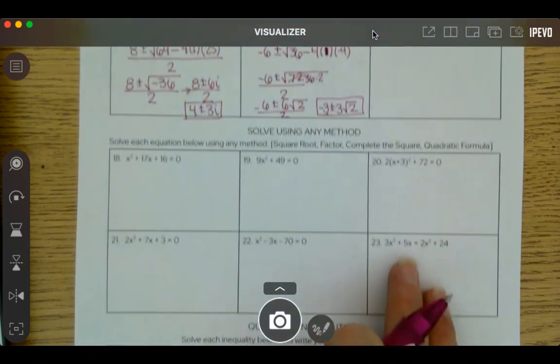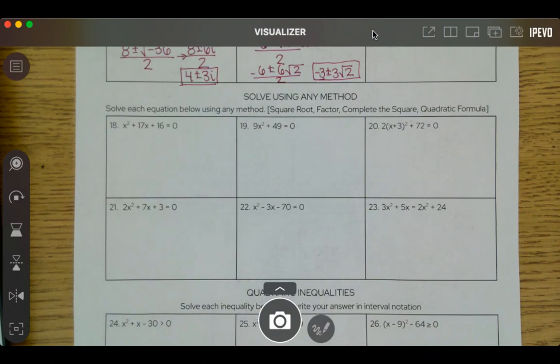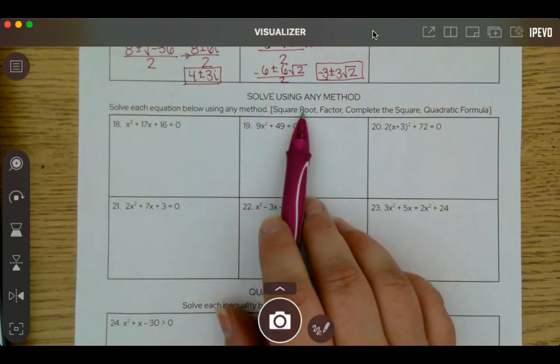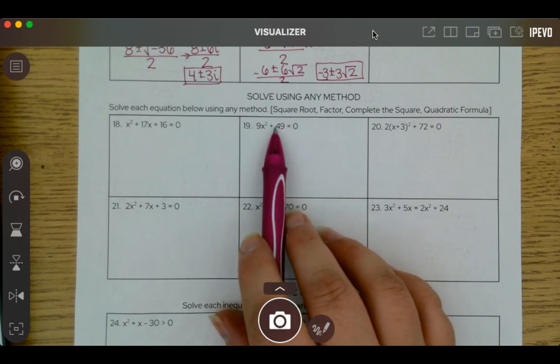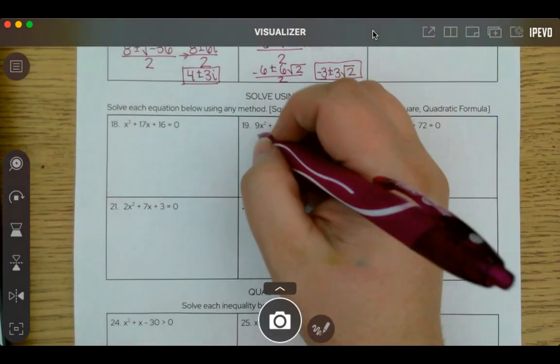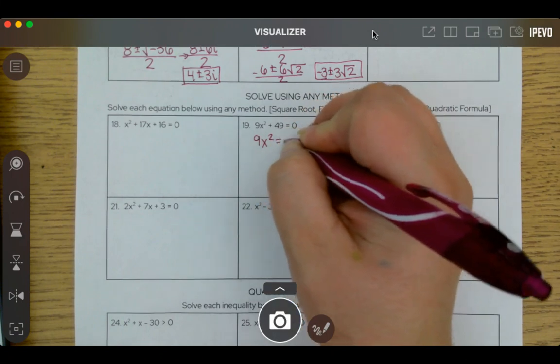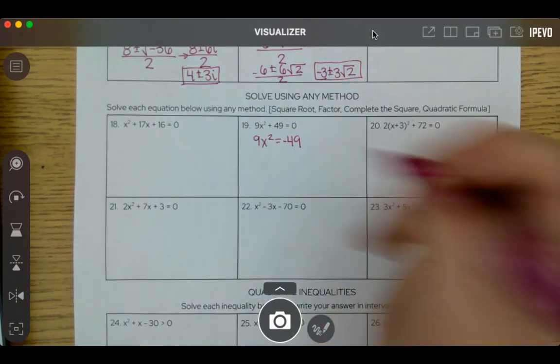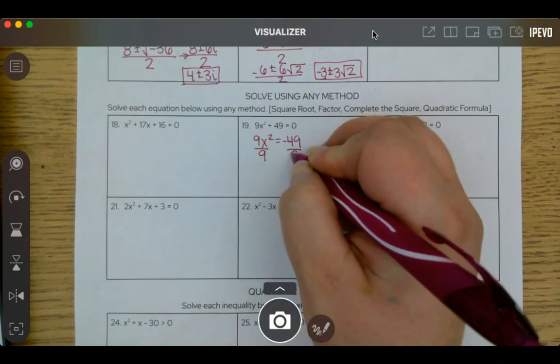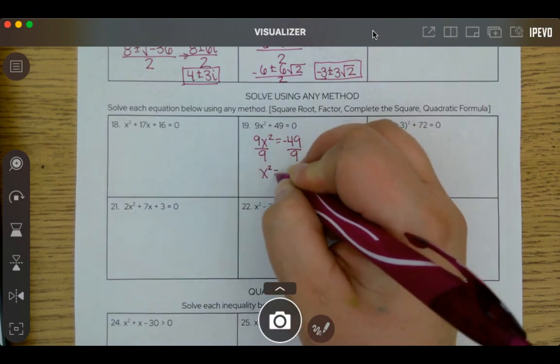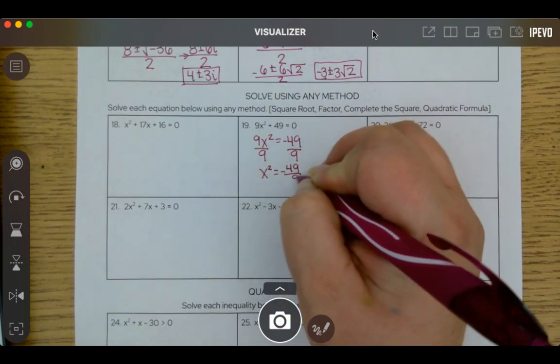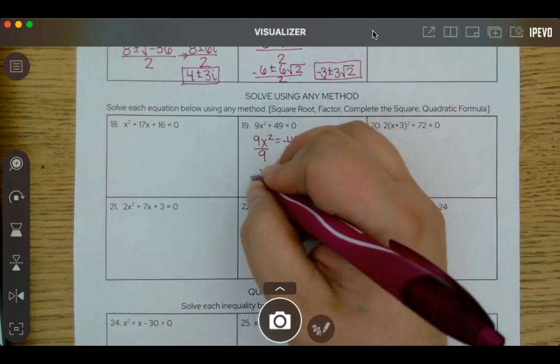Okay, I'm going to give you a few tips here. Solve a couple of these. Square root method is if you don't have anything in the middle like this. So I can subtract that 49 over to the other side and then divide by 9. And then I can do the square root.